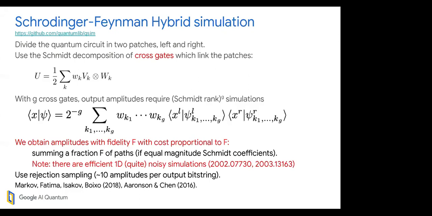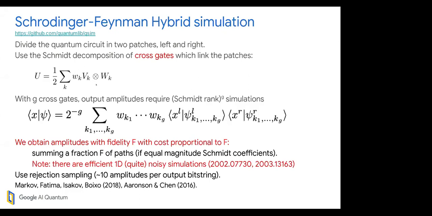Now, when we do patch XCV, we just run circuits, choose circuits that don't have any gates across the patch. The full circuit, of course, has gates across the patches. We call those the cross gates. So what you can do is decompose every one of these 2 qubit gates across the patch, the gates that connect the left and the right patch. You can do a Schmidt decomposition.